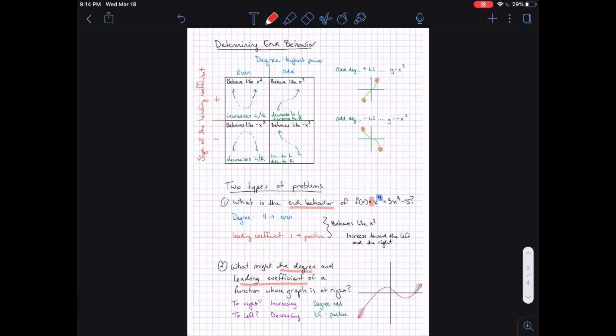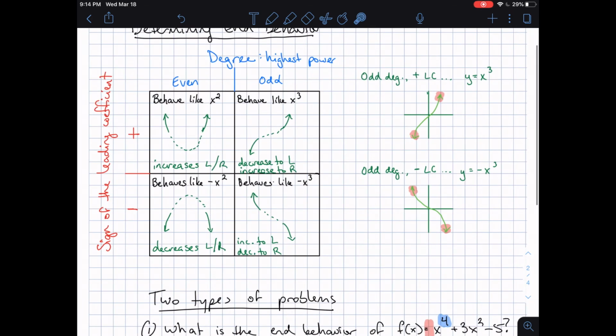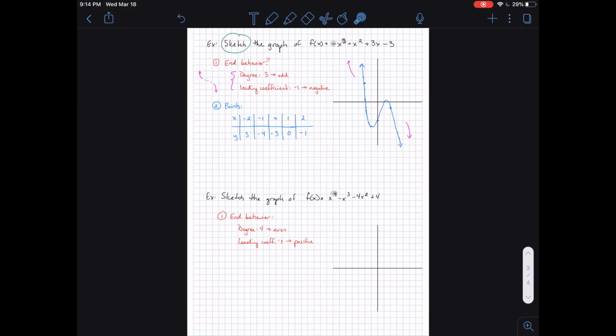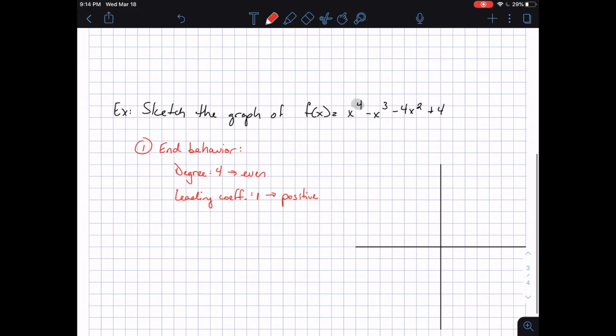If I go back to my table, even degree, positive leading coefficient behaves like x squared, where I'm increasing on both sides. No matter what happens in the middle, I'm rising on both ends. So maybe I'll sketch that just to have a visual.